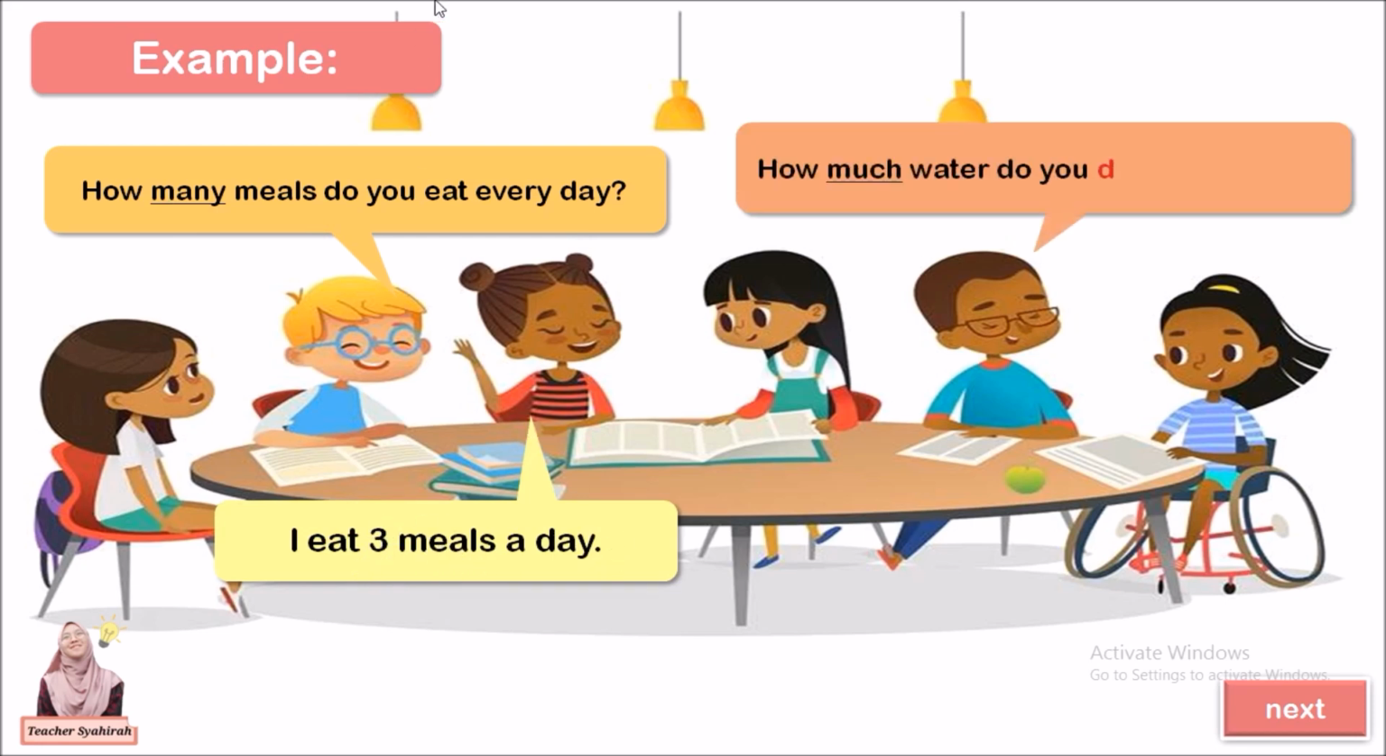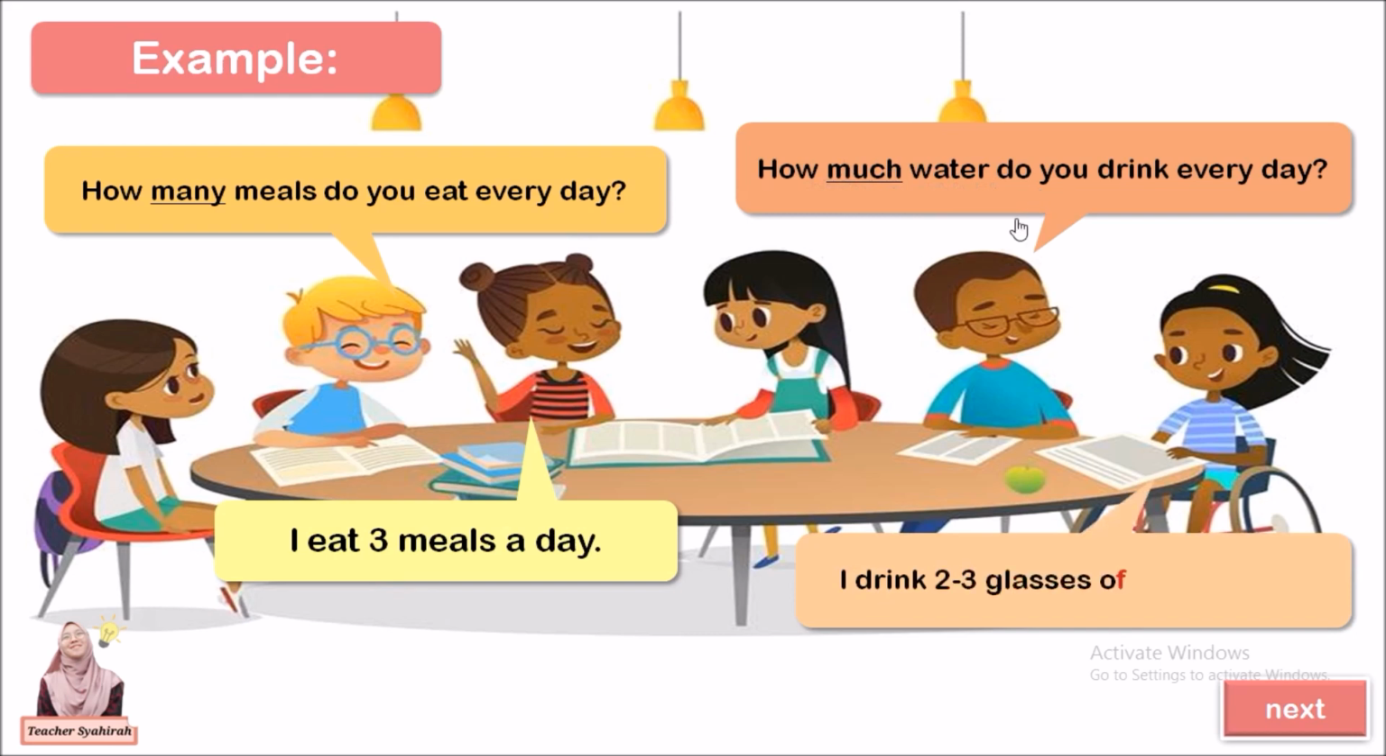Okay. Next one is how much water do you drink every day? Okay, berapa banyak air awak minum setiap hari? So look at this, water is uncountable. Benda yang kita tak boleh kira. Tadi tak boleh kira, kita guna much. Okay. How much water do you drink every day? I drink 2 to 3 glasses of water a day.